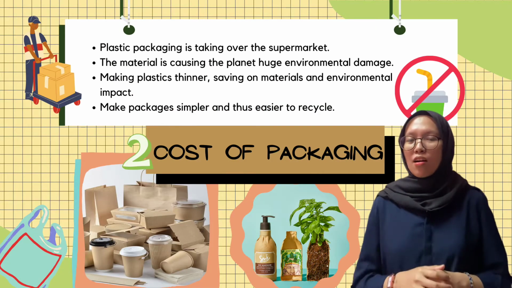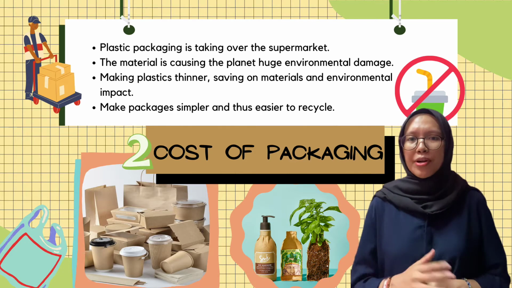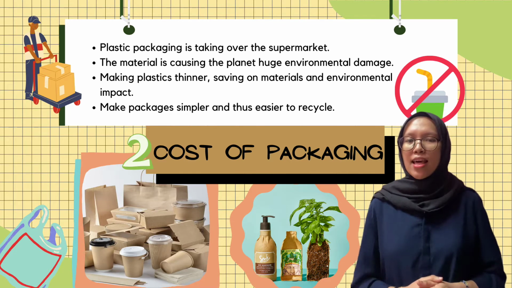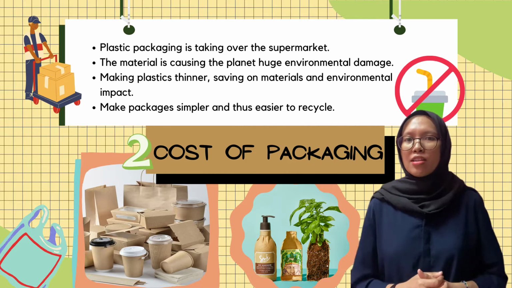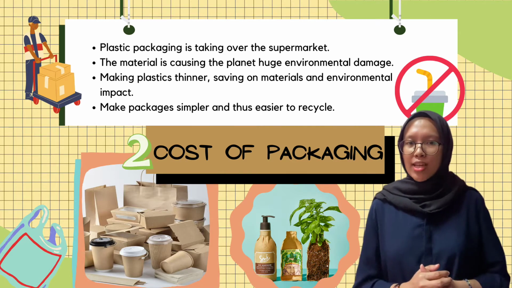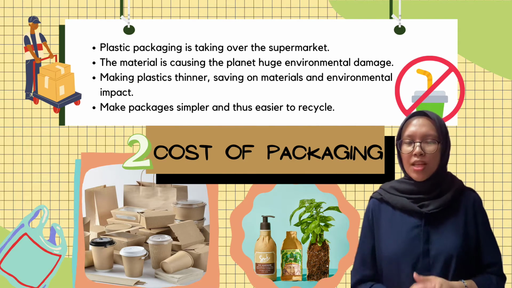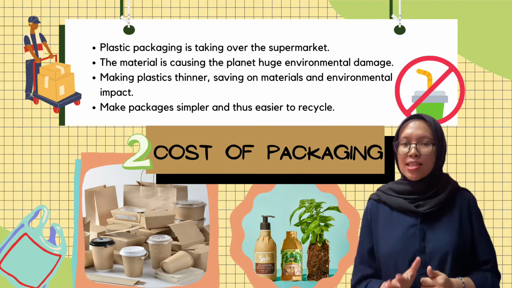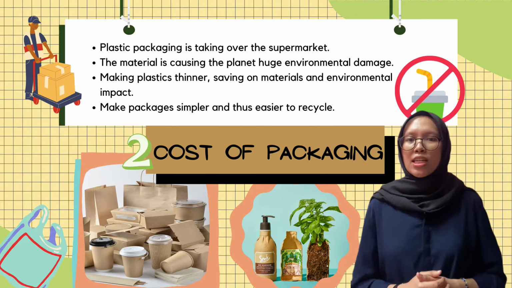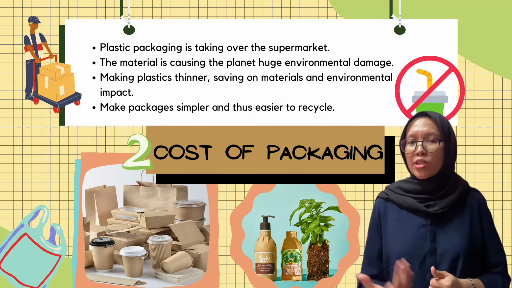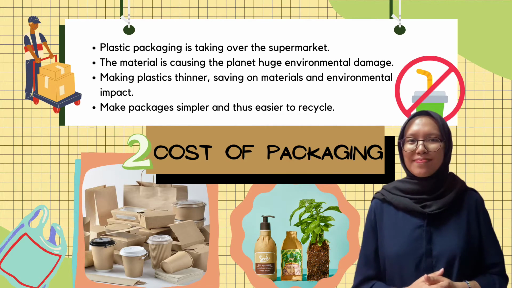The second one is the cost of packaging. Plastic packaging is taking over the supermarket, enveloping almost every food product we buy. Environmental activists say that the material is causing the planet huge environmental damage and that the chemical industry should do more to make packaging easier to recycle. The industry can help but acknowledge the negative consequences of plastic waste. Companies are responding by making plastics thinner, saving on materials and environmental impact. They are also beginning to make packages simpler and thus easier to recycle. With such steps, they hope to head off a serious backlash.